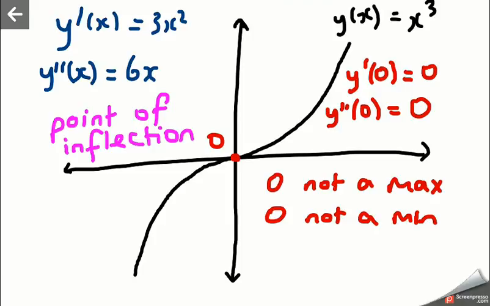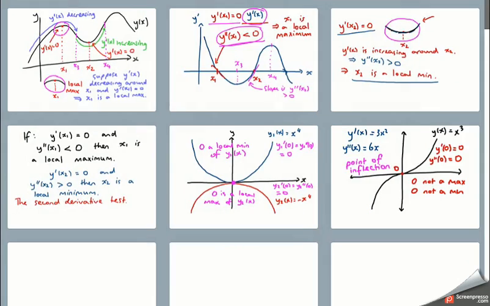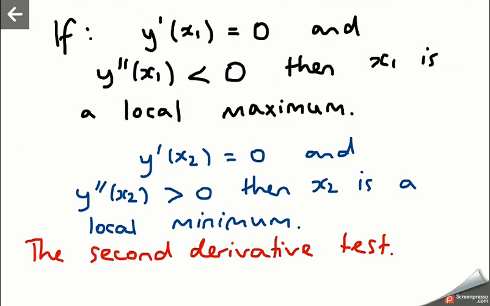Right, so in summary, we know that if y prime of x1 equals 0 and y double prime of x1 is less than 0, then it must be the case that x1 is a local maximum. We also know that if y prime of x2 equals 0 and y double prime of x2 is bigger than 0, then x2 is a local minimum. And this is called the second derivative test. If we don't know these two facts about the derivatives, then actually we don't know anything. It could be a maximum, minimum, or a point of inflection.